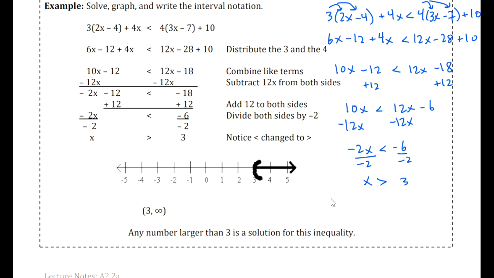So we have solved the inequality. Now we'll graph it and then write it in interval notation. So we draw the number line. We put 3 on the number line, and then we're going to shade everything to the right of 3, put in the arrow, and since it's a strict inequality without the equals sign, we'll use a parenthesis because 3 is not a solution. It's excluded. 3 is not greater than 3. So we have our graph, and then in interval notation, it's 3 to infinity.